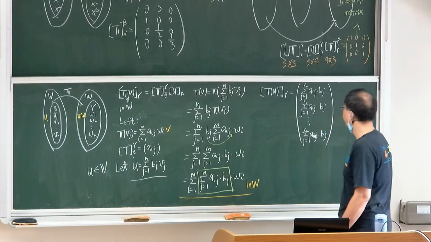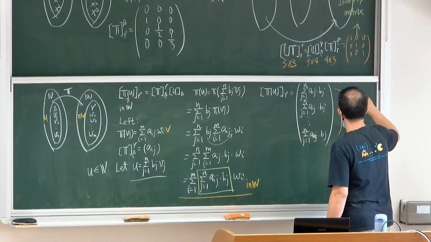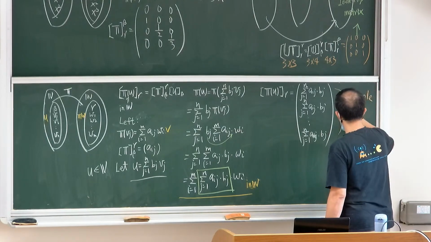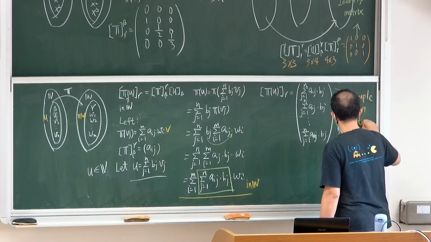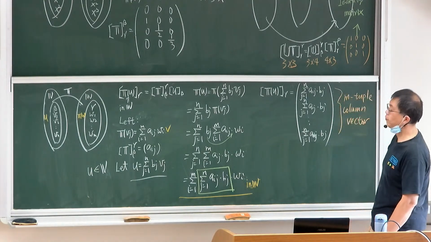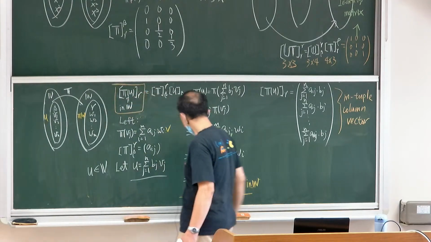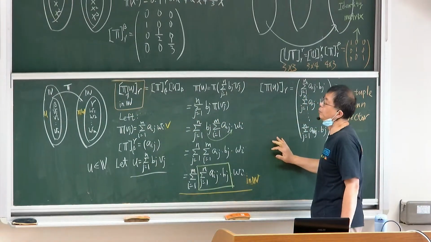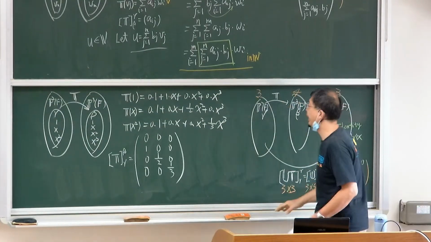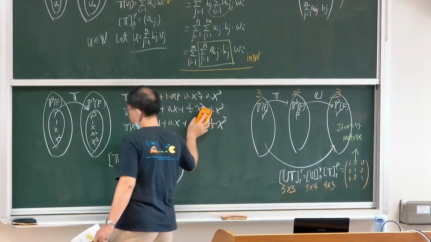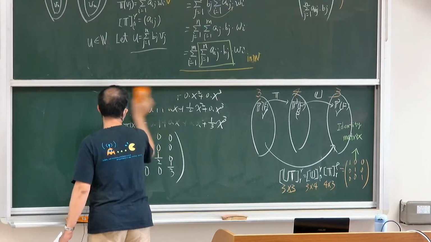AMJ. Here I have the M-tuple column vector. Okay, this is for the left-hand side. Right now what I'm going to do is to calculate the right-hand side.